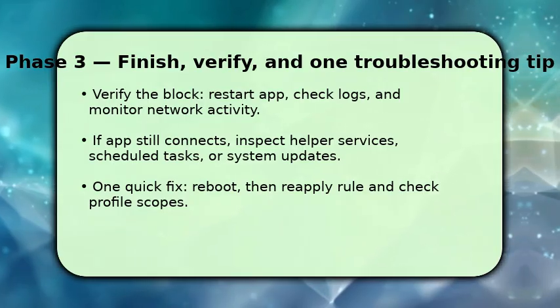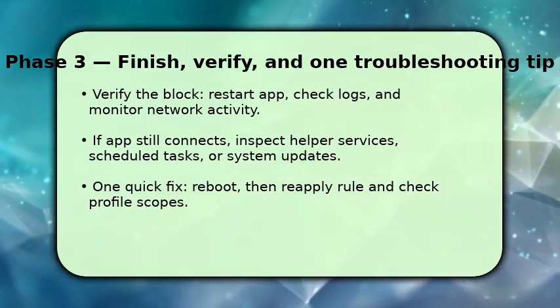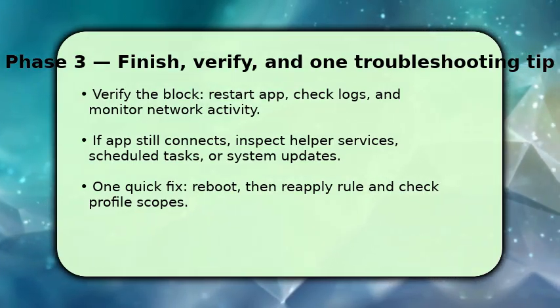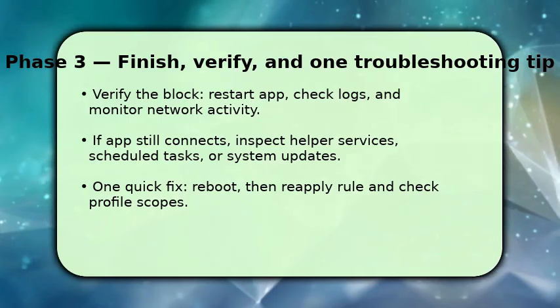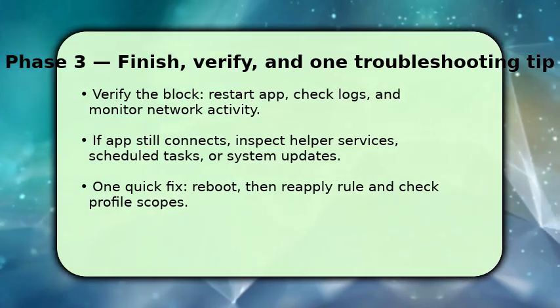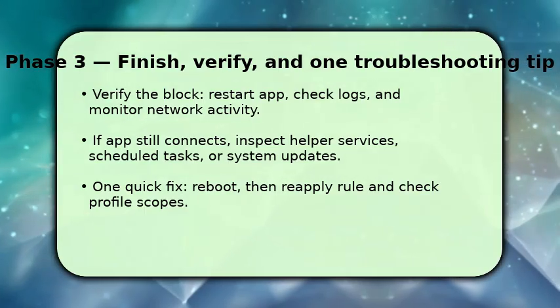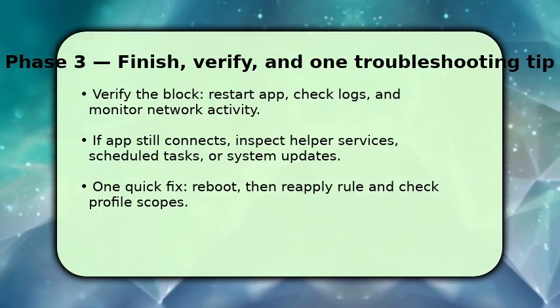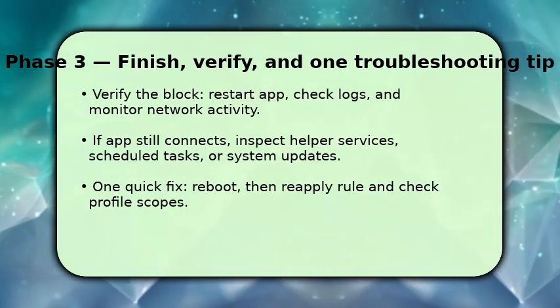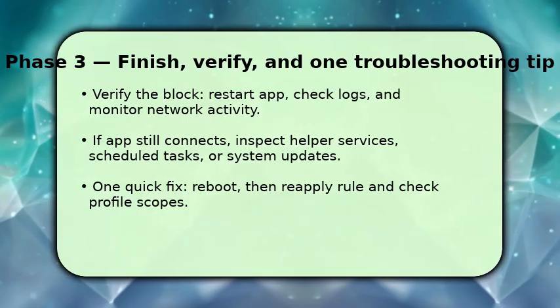If it still connects, look for helper processes, a separate updater, or background services. Block those too. Make sure firewall rules apply to all network profiles. Sometimes rules are only for private networks. And if things go wrong, reboot, reapply the rule, and temporarily disable VPNs. This resolves most scope and profile mismatches quickly.